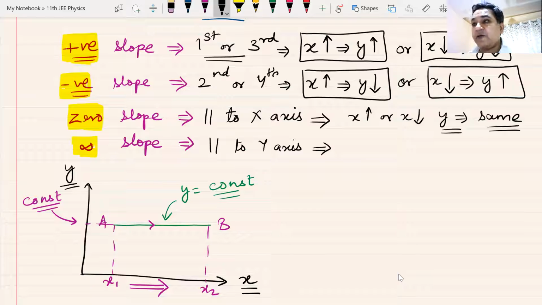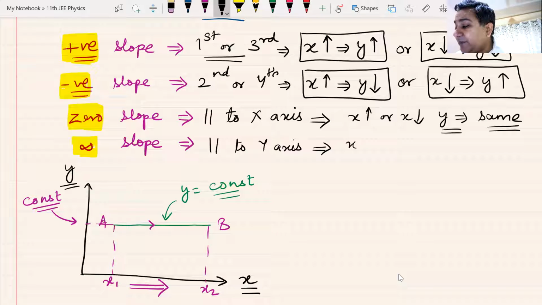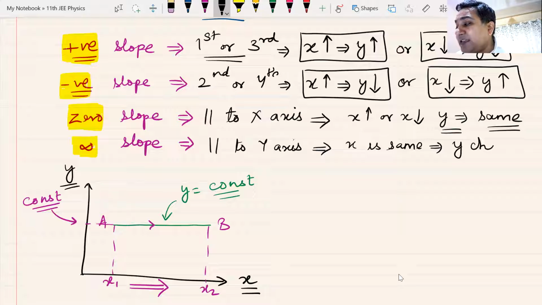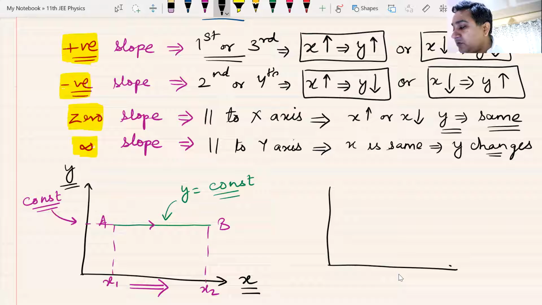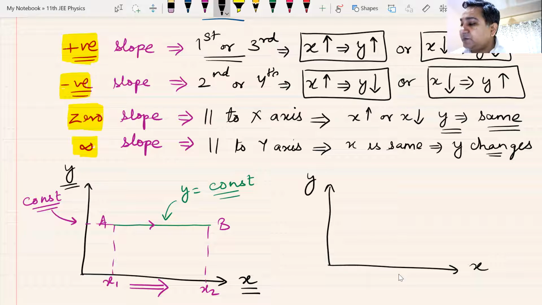This would be a graph which would be parallel to y-axis. X remains same. The value of x does not change, but y changes. We have no idea why y is changing. Everything is happening in auto mode. X is remaining same, y is changing.